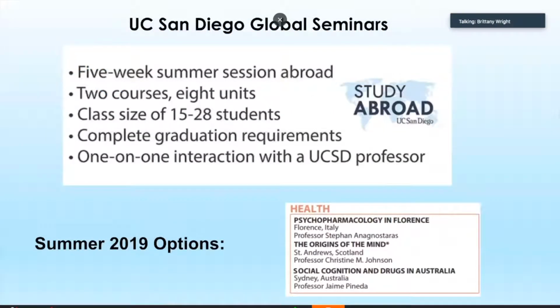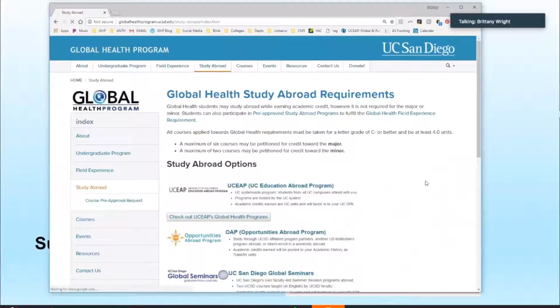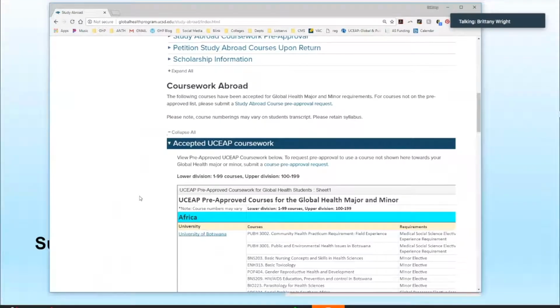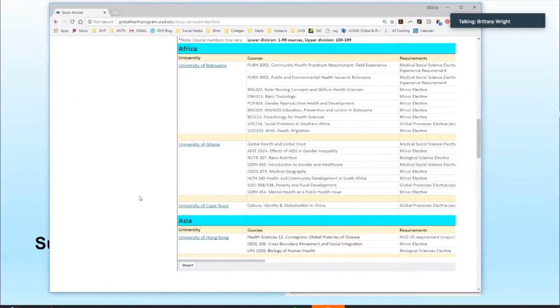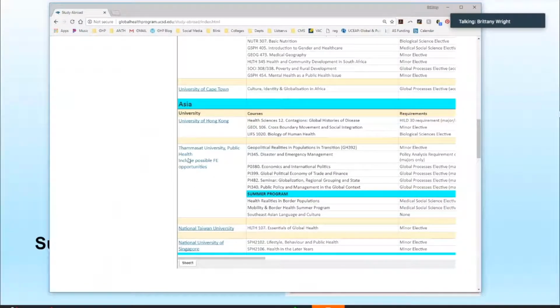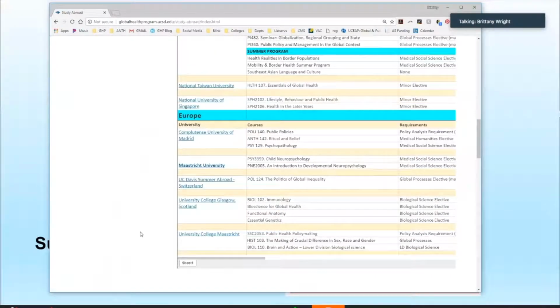Let me real quick show you a little more study abroad before we move on. If you go onto the Global Health website for study abroad and you go down, you can see some of the courses that have already been pre-approved for other global health students. The program is UCEAP. There's a program in Thailand at Thammasat University that's very popular. They have a summer program that looks at mobility and border health and health realities in border populations. So that's just an example.